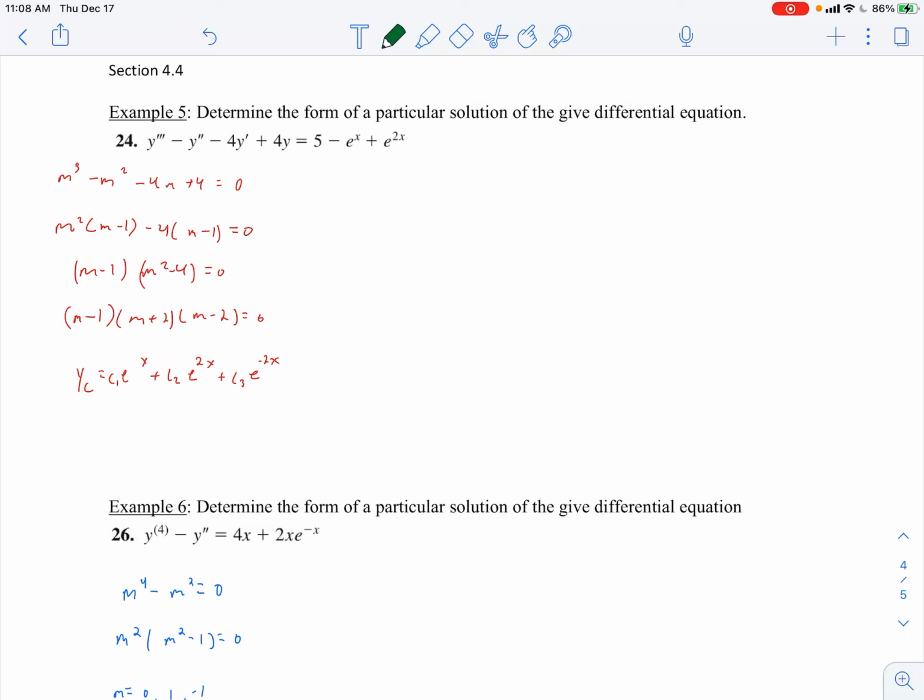Welcome to the last page, and it looks like I'm cutting it real short to class time. But we'll go ahead and solve this. Determine the form of a particular solution of the given differential equation.